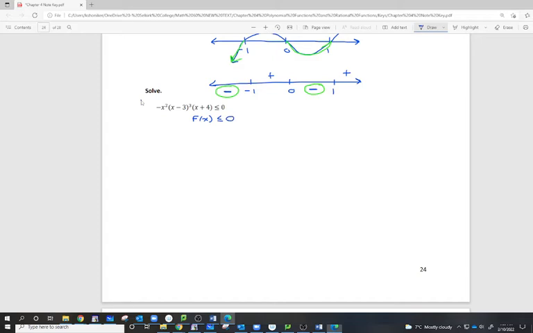So I want you to pause the video. I want you to find the zeros. I want you to figure out the shape of your graph using intervals or multiplicities. And then I want you to see if you can solve the inequality.